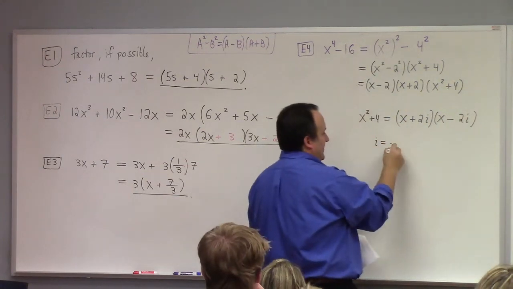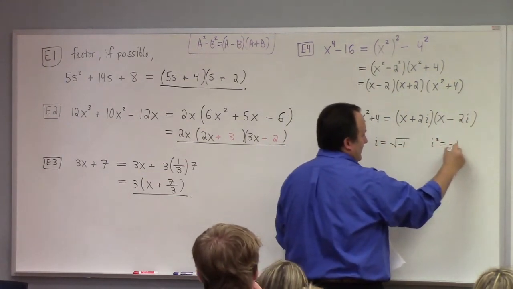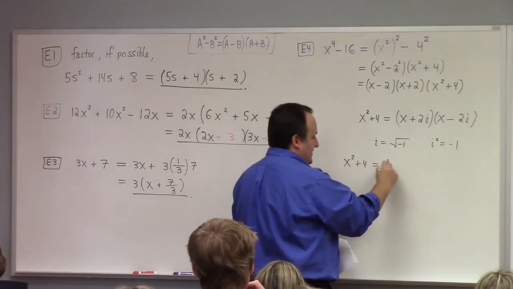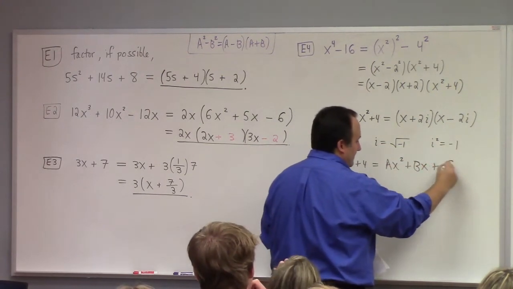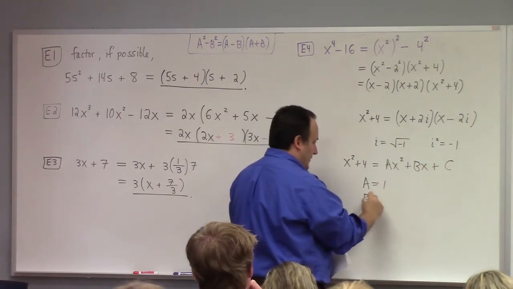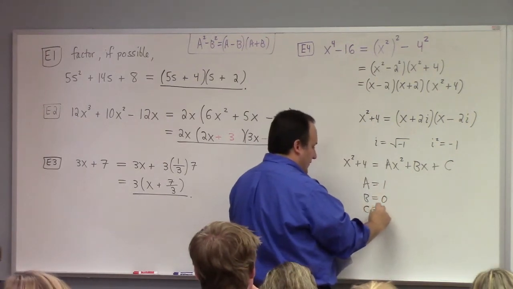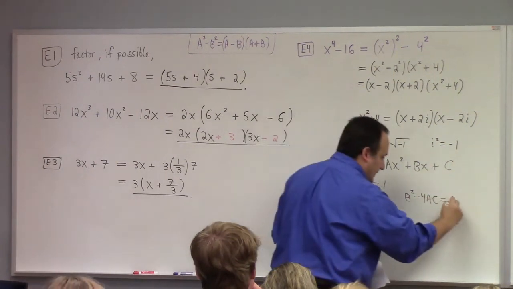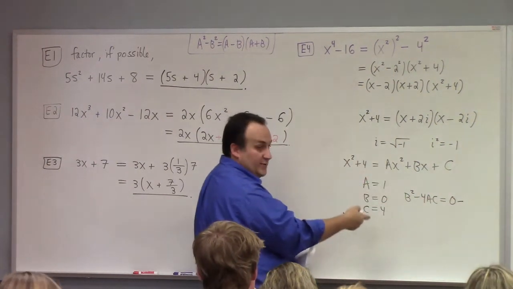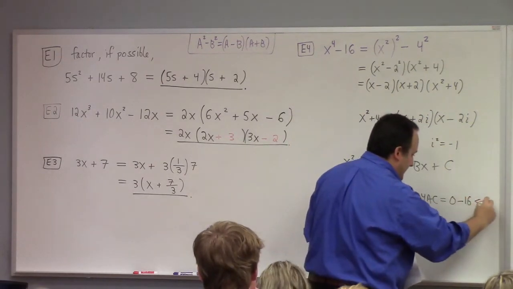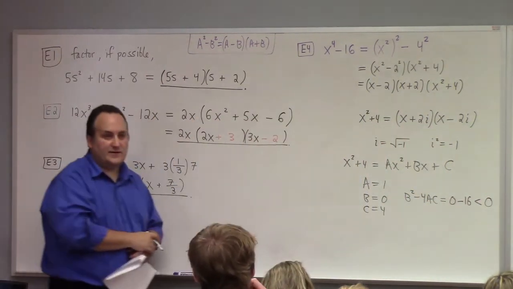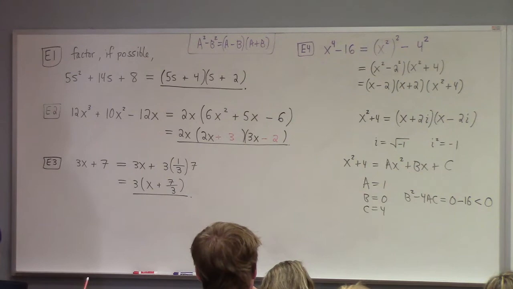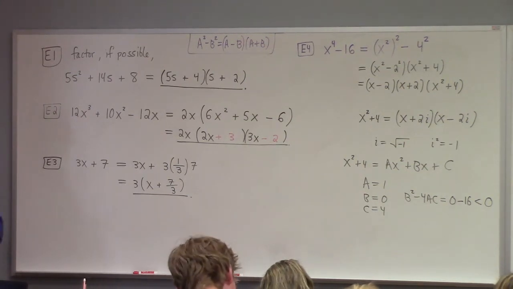Where this i is the square root of minus 1. Or, in terms of last class, if we look at x squared plus 4 as ax squared plus bx plus c, what are a, b, and c? A is 1, b is 0, c is 4. So b squared minus 4ac is what? 0 minus 4 times 1 times 4, which is minus 16, which is less than 0. So by the theorem I shared with you guys day 1, x squared plus 4 is a prime polynomial. Another way to look at that is its factorization involves complex numbers.